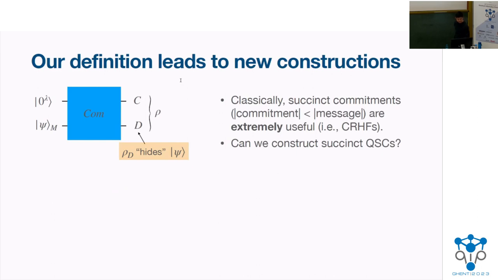Okay, great. So we have a definition. How do we construct new quantum state commitments? Classically, there are these things called succinct commitments, also known as collision-resistant hash functions. They allow a sender to commit to a message using a commitment that's much smaller than the message. Previously I showed you a construction for a quantum state commitment where the commitment was larger than the underlying message. So can we construct a quantum state commitment where the commitment is actually smaller?